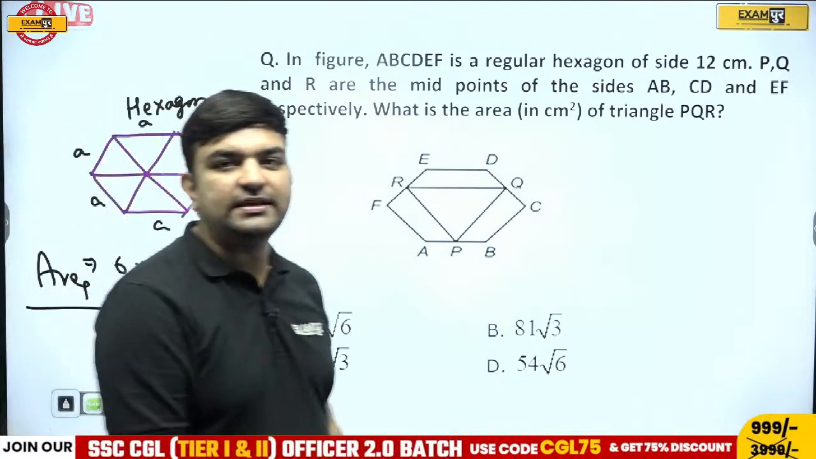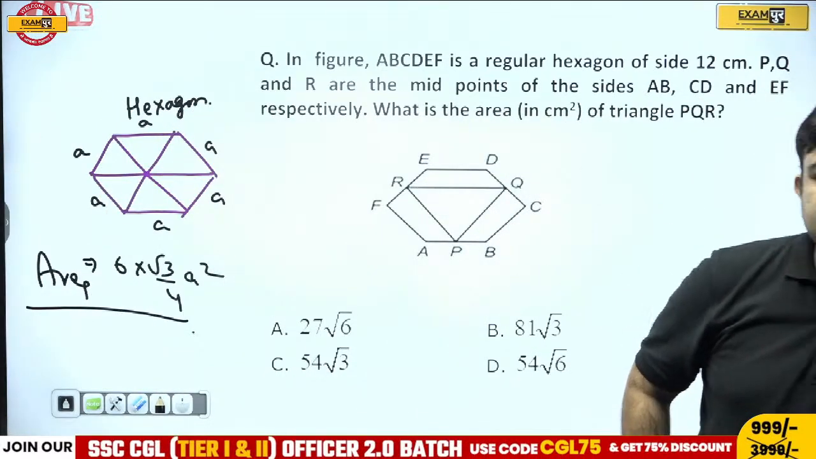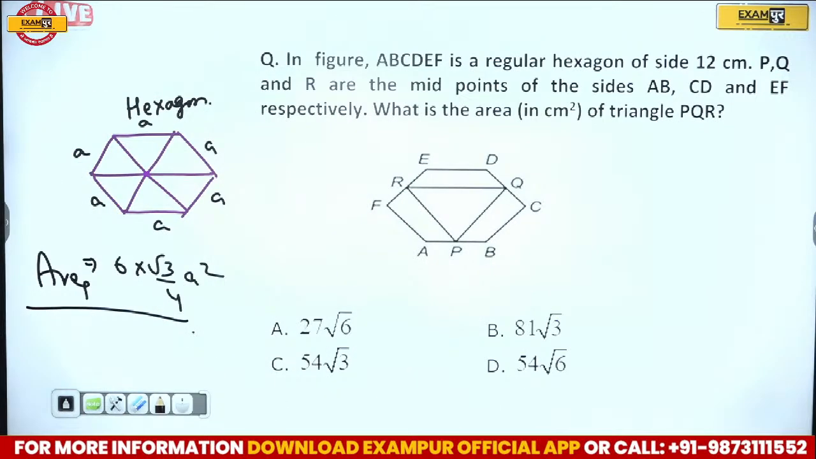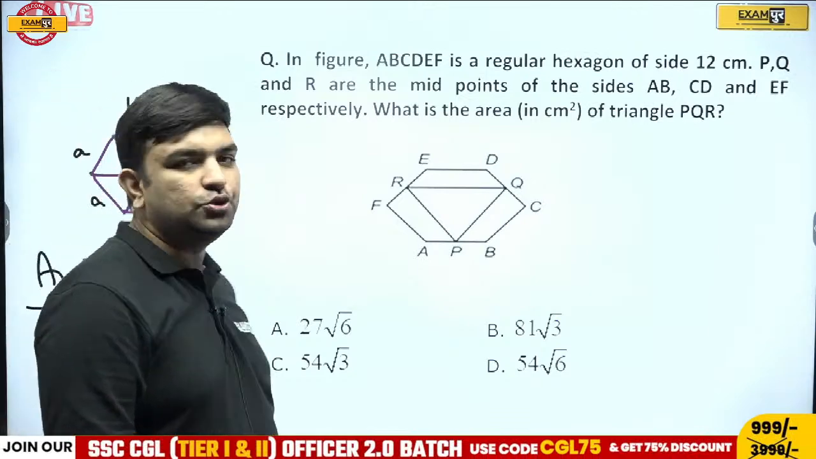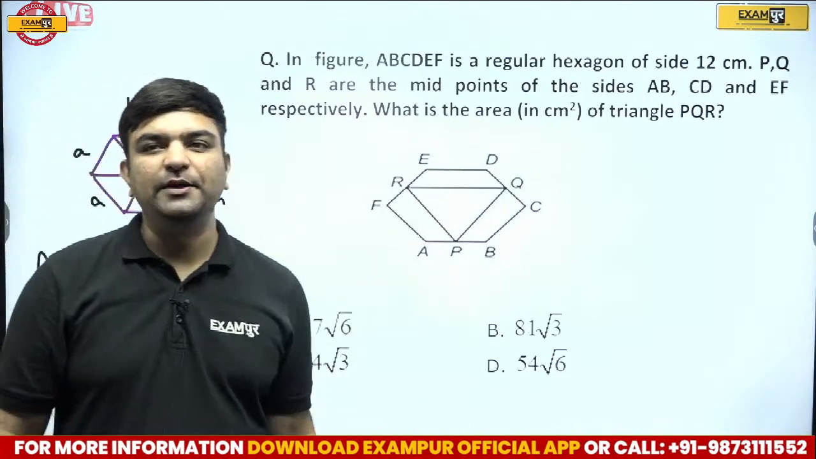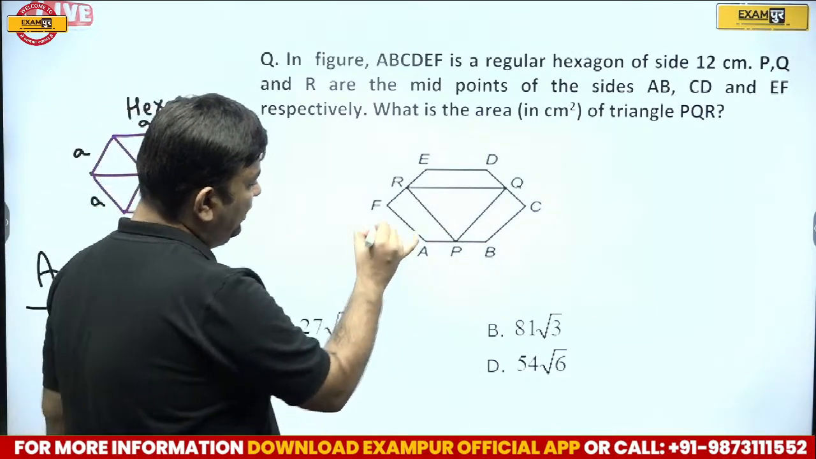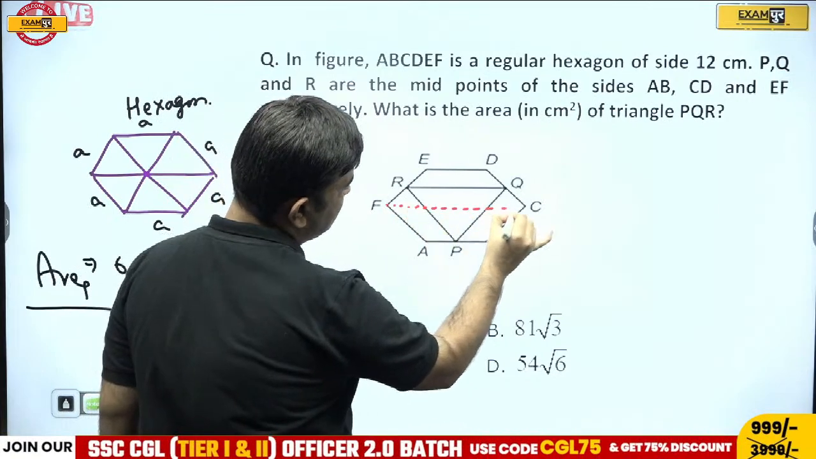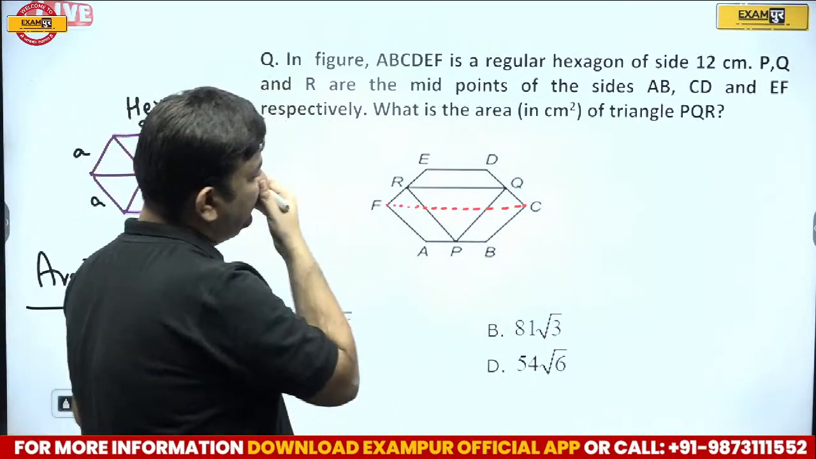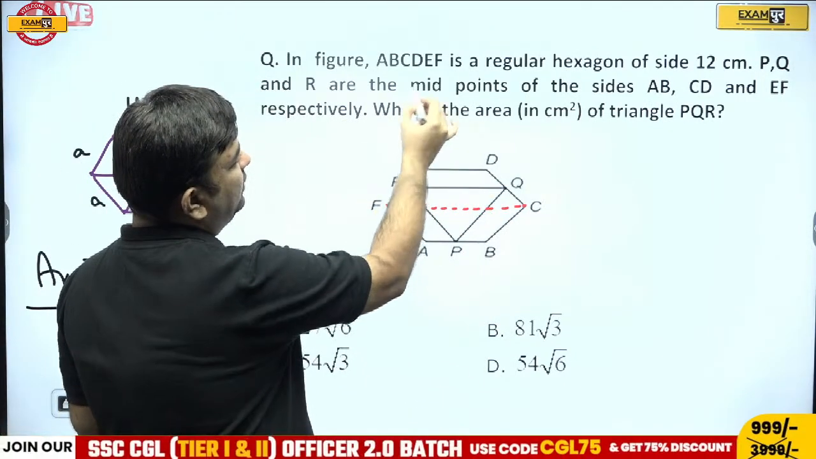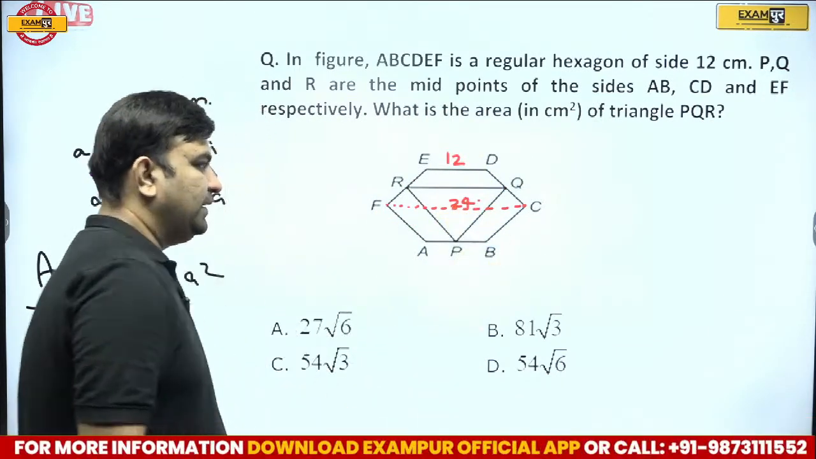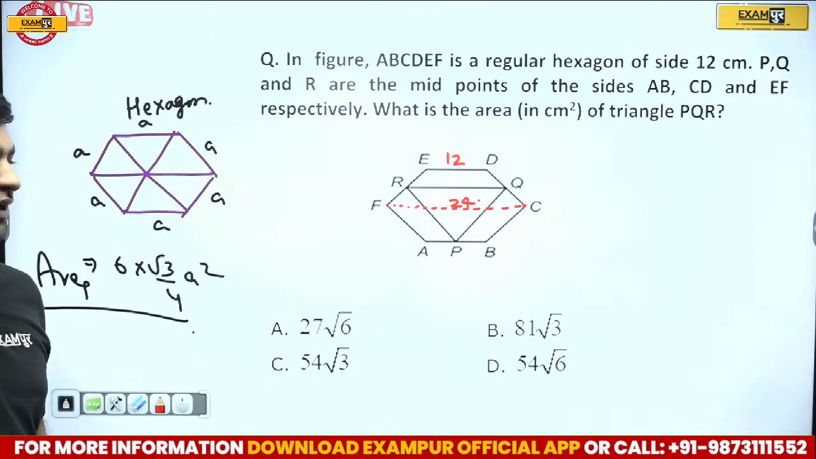Area of a hexagon is 6 √3/4 a square, because it is made up of 6 equilateral triangles. However, it is a little bit more deep. Here there is a use of a trapezium. If side ED is 12, then the longest diagonal is double, that is 24.